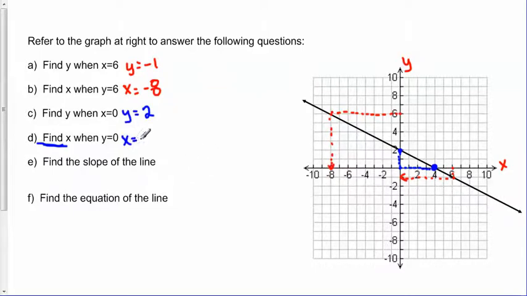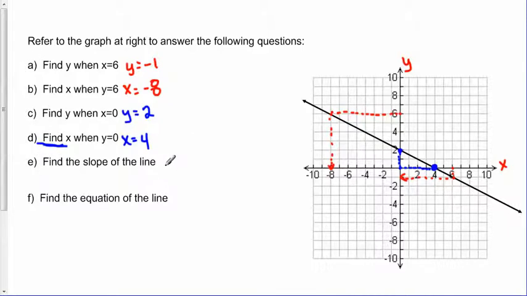So be real careful with those ones where they have the 0 values. Just take those nice and slow. Don't just start ripping into the problem. Think about what it means to say that x equals 0, what it means to say that y equals 0. So we've answered the first 4 questions fairly easily. Let's see what the next one is.